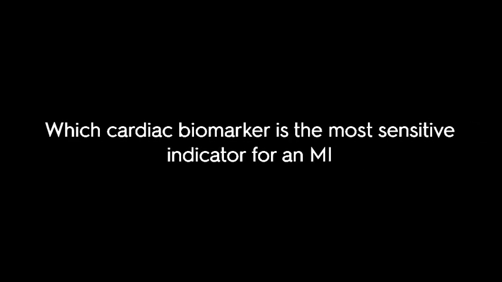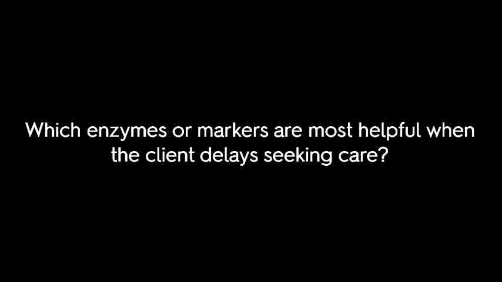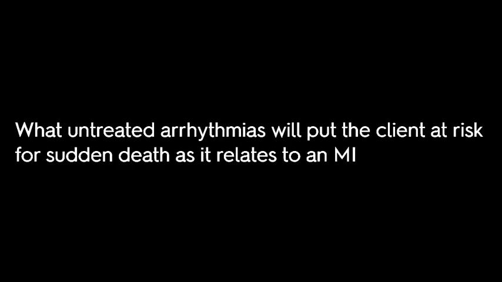Role behind myoglobin: increases within 1 hour and peaks in 12 hours. Negative results are a good thing. Which cardiac biomarker is the most sensitive indicator for an MI? Troponin. Which enzymes or markers are most helpful when the client delays seeking care? Troponin. What untreated arrhythmias will put the client at risk for sudden death as it relates to an MI?